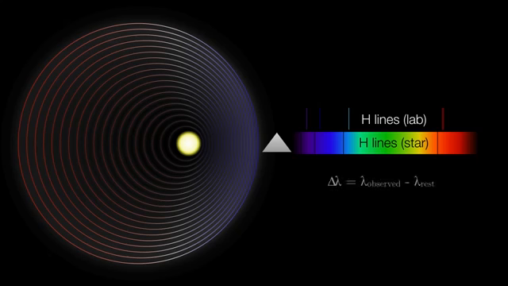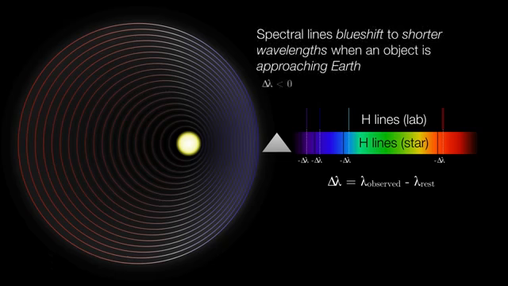So the change in wavelength is simply the observed wavelength minus the known rest wavelength. In this case, we are subtracting a larger value from a smaller value, so we're going to end up with a negative value of the Doppler shift. Therefore, a Doppler shift is blue shifted to shorter wavelengths when the object is approaching Earth, and therefore its Doppler shift itself is always going to be negative. It's going to be less than zero.